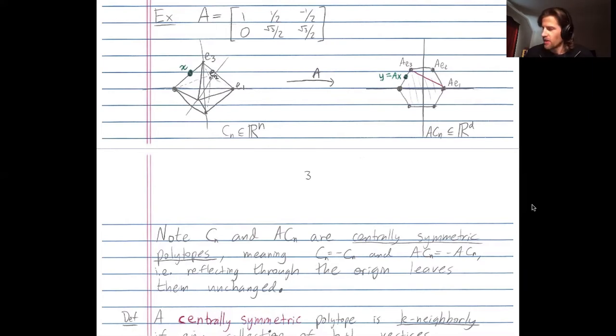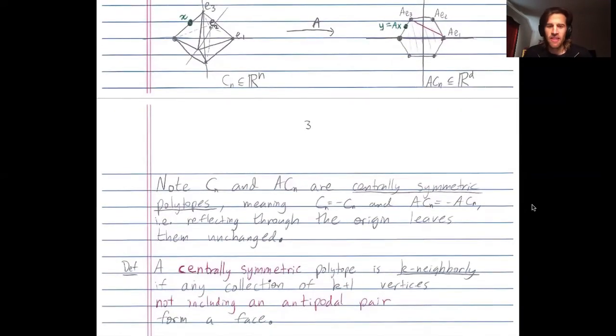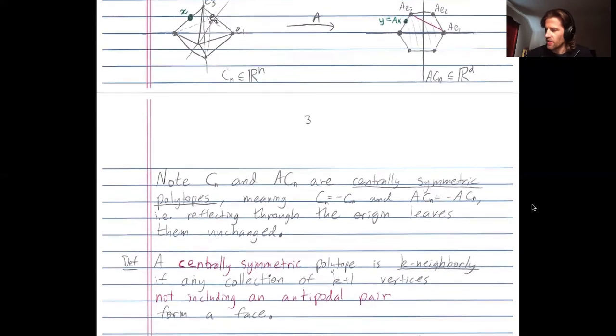Okay. So what does it mean for a centrally symmetric polytope to be K neighborly? K neighborly means you have as many k-dimensional faces as possible. Okay. A k-dimensional face has k plus 1 vertices. So a one-dimensional face, an edge, has 2 vertices. And a two-dimensional face, a triangle, has 3 vertices. So precisely, a centrally symmetric polytope is k-neighborly if any collection of k plus 1 vertices that could form a face of dimension k indeed do.